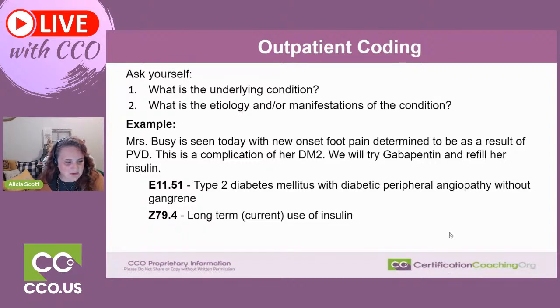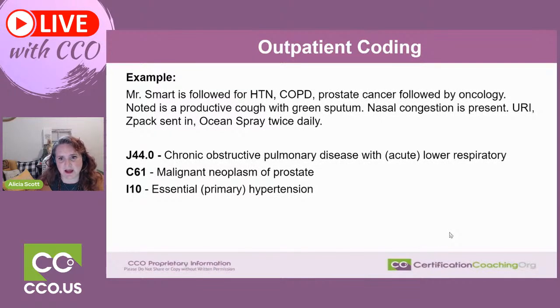So, let's now look at another example real quickly. We have Mr. Smart, and he's going to the doctor, his PCP, and he's being followed for his hypertension, his COPD, his prostate cancer, which is followed by oncology. And today he states, noted is a productive cough with green sputum, nasal congestion is present, URI is the diagnosis, the plan of care is sent in to the pharmacy, and he tells him to get an over-the-counter Ocean Spray and use that twice a day.